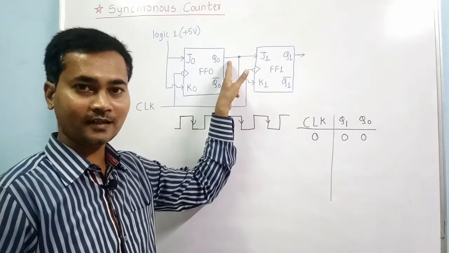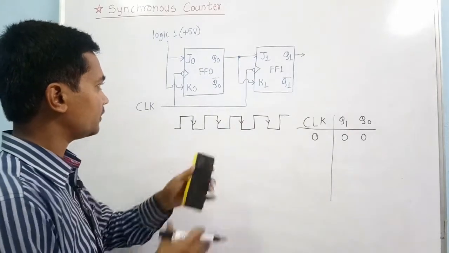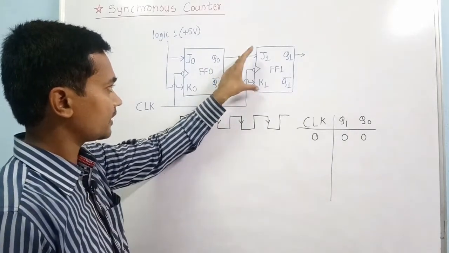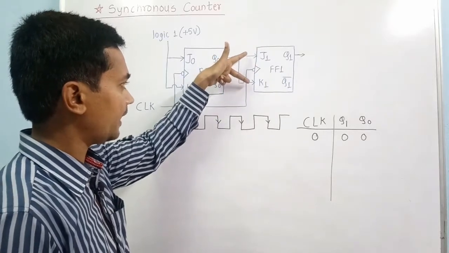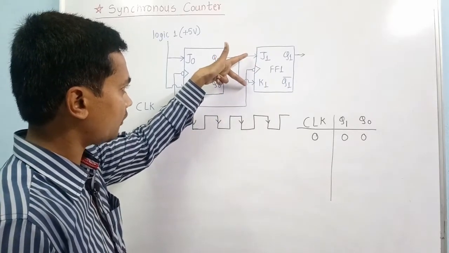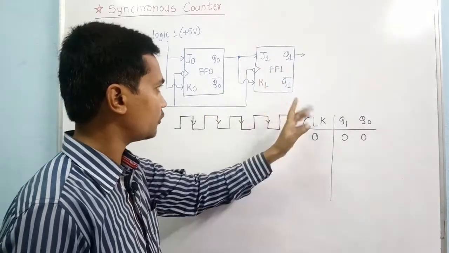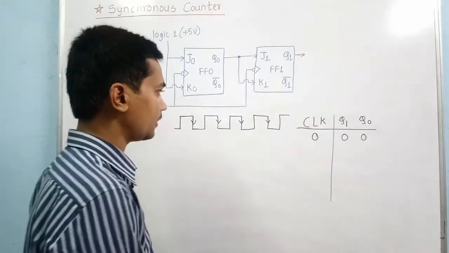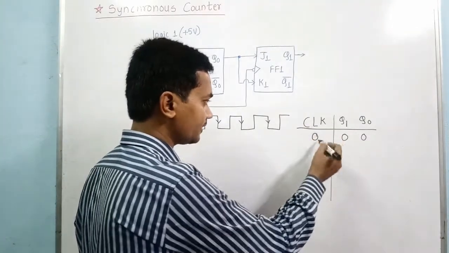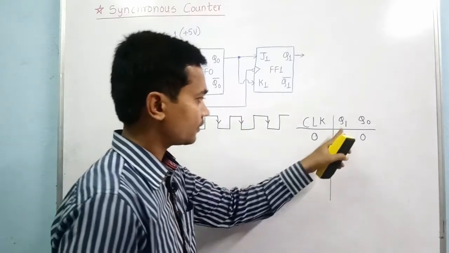So that's why I am saying it is partially toggle. Depending upon this Q0 state, the JK will either get 0 0 or 1 1, and whenever the 1 1 arrives at these inputs and the clock is provided, only then the Q1 will toggle.